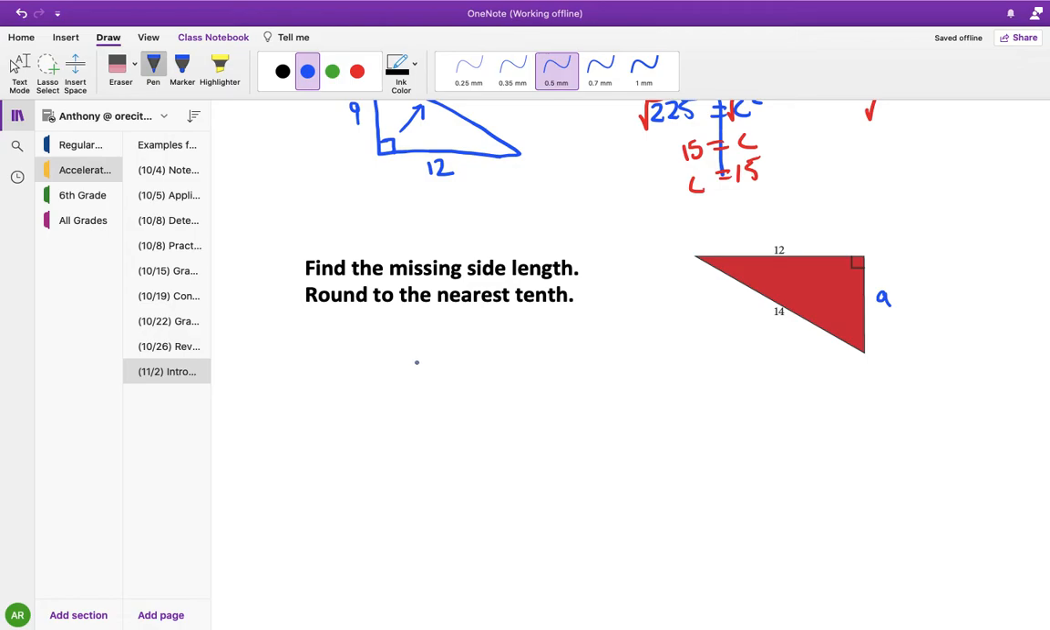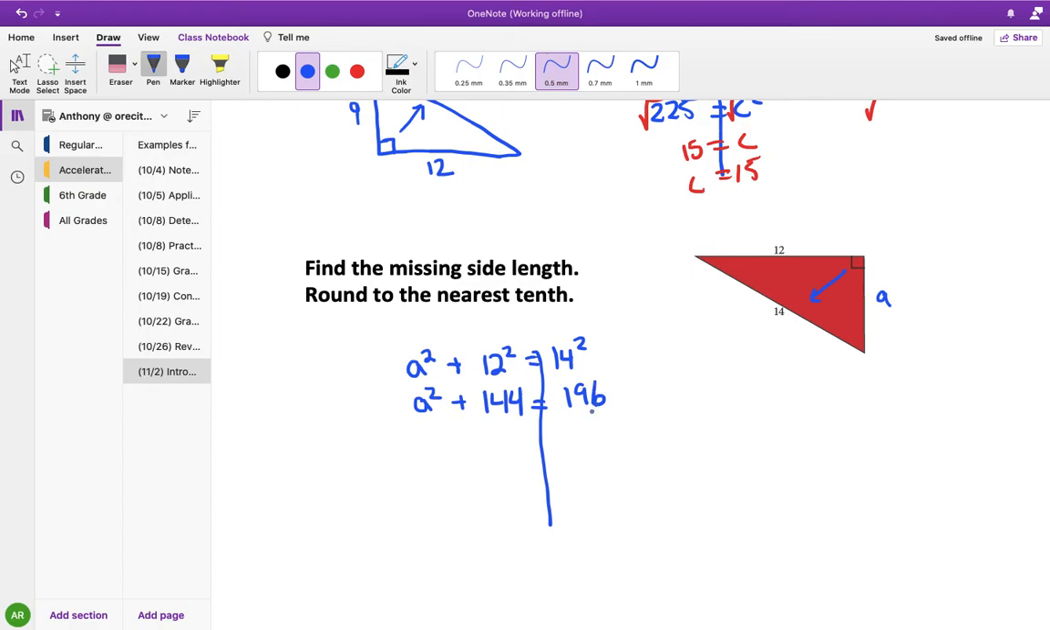This time, I'm going to write down A squared plus 12 squared equals 14 squared. You'll notice that the variable I'm trying to solve for is actually on the left side this time. We know the hypotenuse. The hypotenuse is opposite the right angle, so we know we're solving for a leg. I can't do anything with A squared yet, so I'm just going to rewrite it. I know that 12 times 12, or 12 squared, is 144. And I know that 14 times 14 is 196.